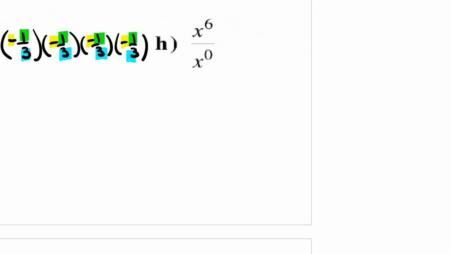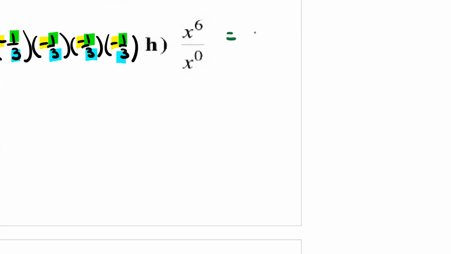Okay, let's move on to letter H here. Well, the top is just x to the power 6. The bottom here, you just remember anything to the power 0 is just 1, right? So x to the power 6 divided by 1 is just x to the power 6. So that's it for question number 17H.